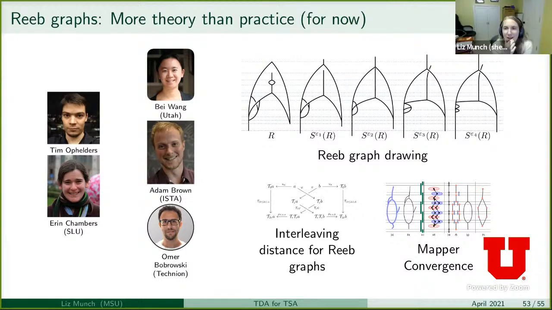Yeah, so the idea here is, based on some of these things, we've got ways of coming up with metrics on Reeb graphs, which turns into ways of coming up with metrics on mapper graphs and things like that. Whenever you're talking about these metrics, they're supposed to keep track of both the space and the function value. So the pair of that data is what I start with.